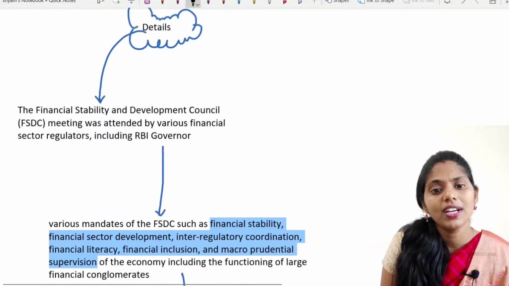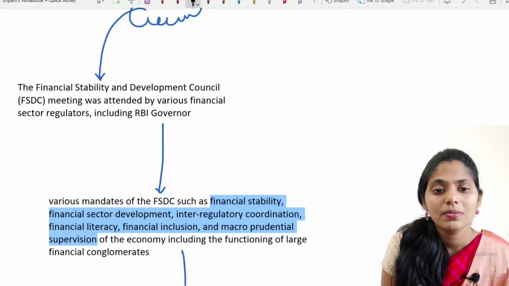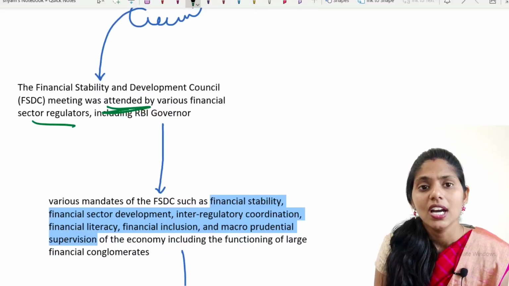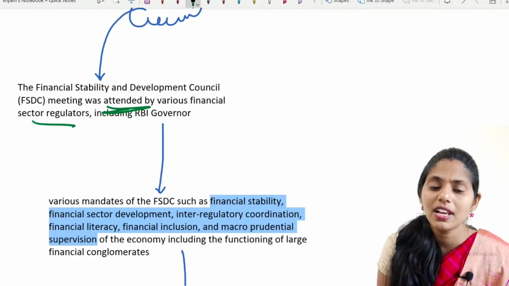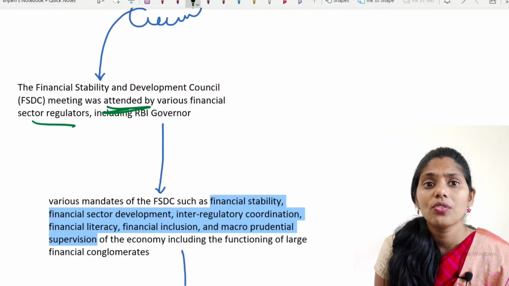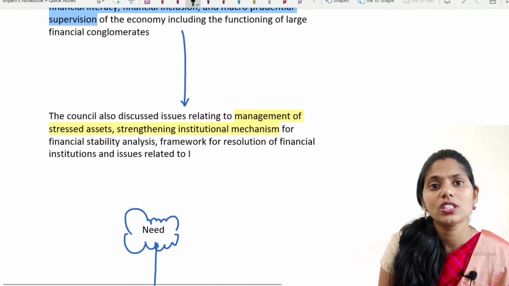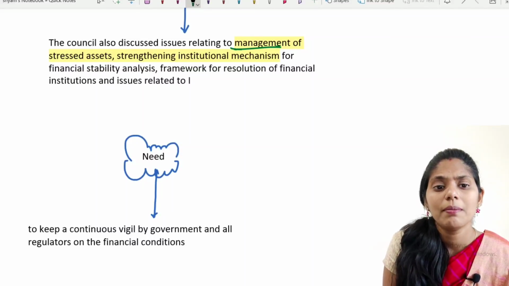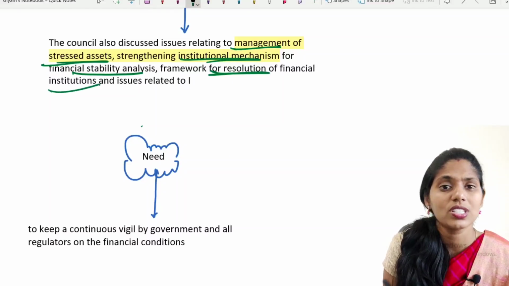If you're talking about some important details, the Financial Stability and Development Council was attended by various financial sector regulators and even our RBI Governor, and they talked about important things like financial stability, financial sector development, inter-regulatory coordination, financial literacy, financial inclusion as well as macro-level prudential supervision. These are the things which were mainly discussed. The council also discussed other issues related to management of stressed assets, strengthening of institutional mechanism for financial stability analysis, and even a framework for resolution of financial institutions, etc.